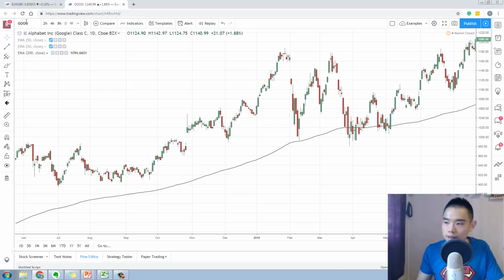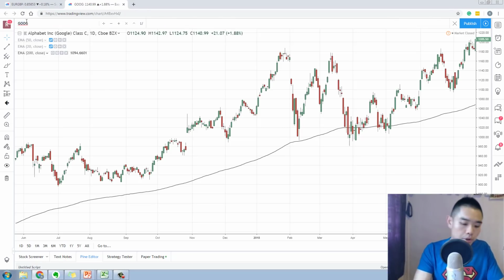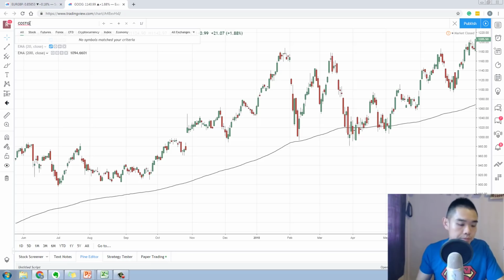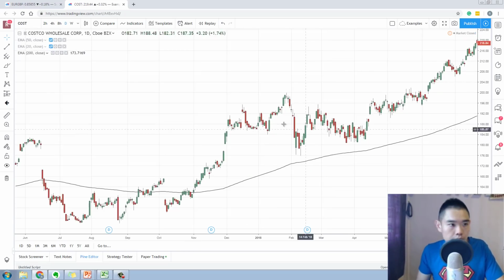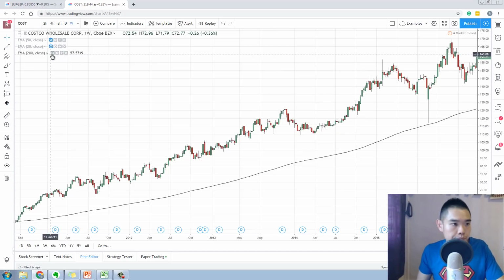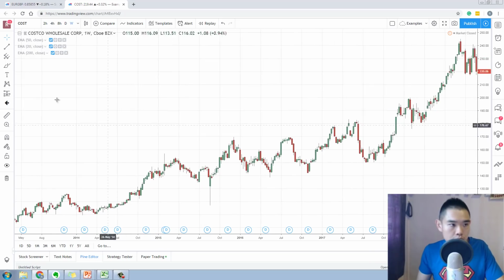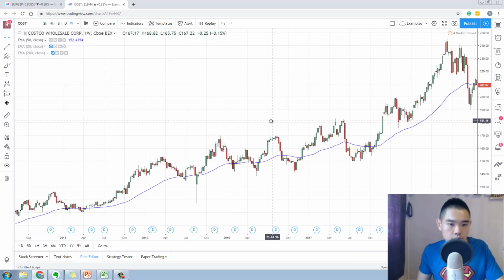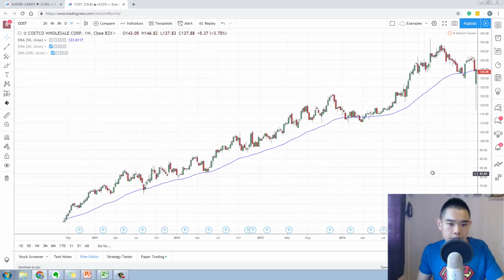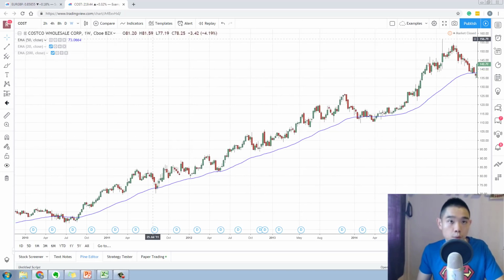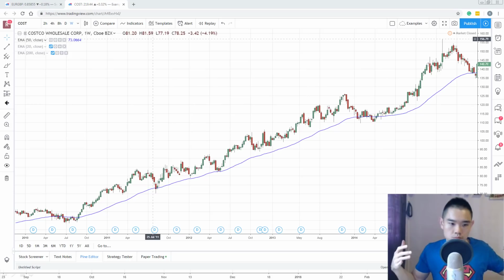Okay, so let's have a look at another example. How about this COST? Okay, weekly time frame. This time around, I just pull out the 50 MA. This is the chart of Costco Wholesale Corp. This is the weekly time frame, and again, it doesn't matter what time frame you're trading, whether the weekly, the daily, the 15 minutes, the concepts can be applied the same. In this case, you can see that it's been respecting the 50 MA.